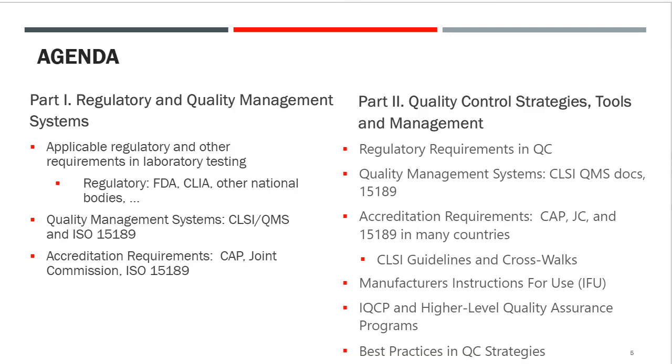Our agenda: part one will focus mostly on the regulatory and quality management systems, which ones apply. We'll look at a few quality management systems, particularly the ones from CLSI and from ISO 15189. We'll also touch on accreditation requirements, such as from CAP, Joint Commission, and in many countries, accreditation requirements for ISO 15189. Part two will be more focused on control strategies, tools, and management, and we'll run through all these kinds of examples here as well.